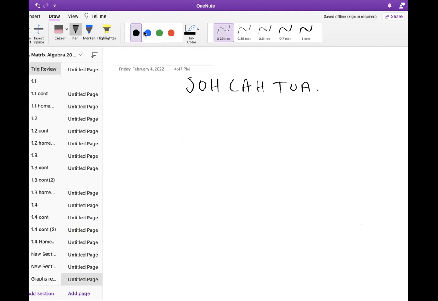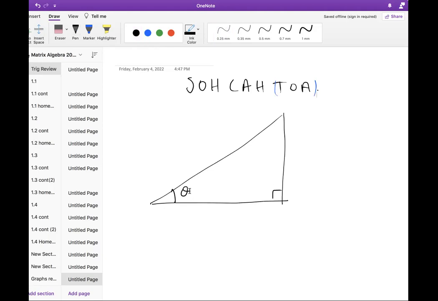So we haven't talked about tangent yet, but there's a reason for this and we can figure it out. So let's make a right triangle, and let's have this be an angle. Let this be O for opposite. Let this be A for adjacent. Let this be H for hypotenuse.